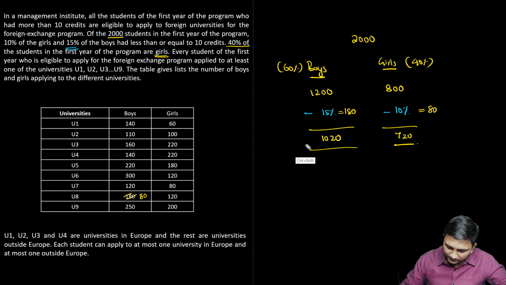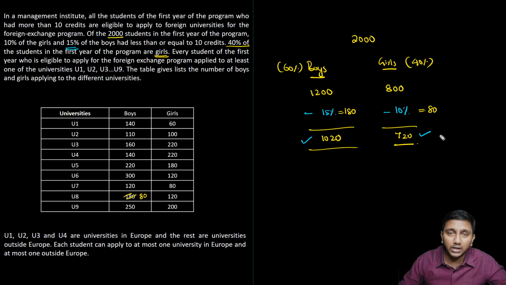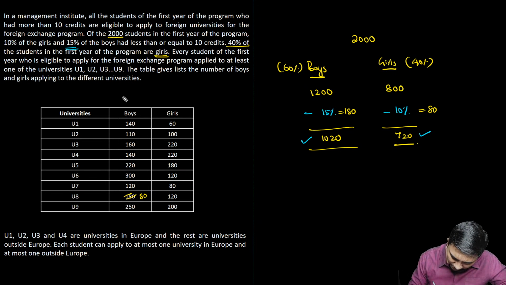So this is the total number of boys who are eligible to apply and total number of girls who are eligible to apply. So let me just put that here. Total number of boys who are eligible to apply is 1020. Total number of girls who are eligible to apply is 720. Eligible boys is 1020, girls is 720.